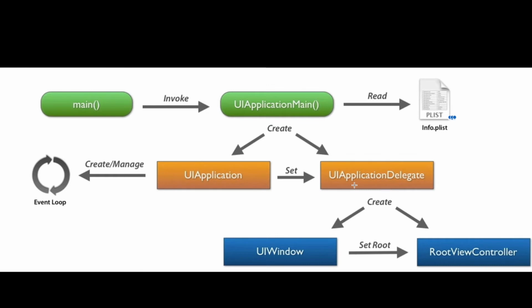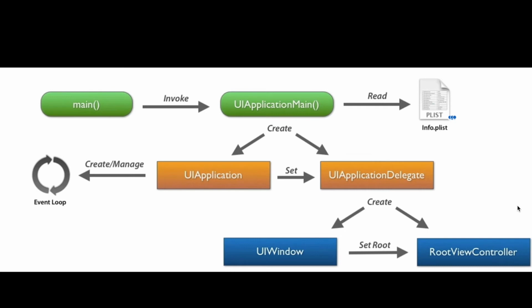The UIApplicationDelegate represents the main point of entry for our custom application code, and it is responsible for building up the user interface. So it creates an instance of UIWindow, which acts as a holding place for any other user interface elements. It also creates the instance of the root view controller, the main controller component responsible for managing the main user interface of your application. So this is the cycle we see.